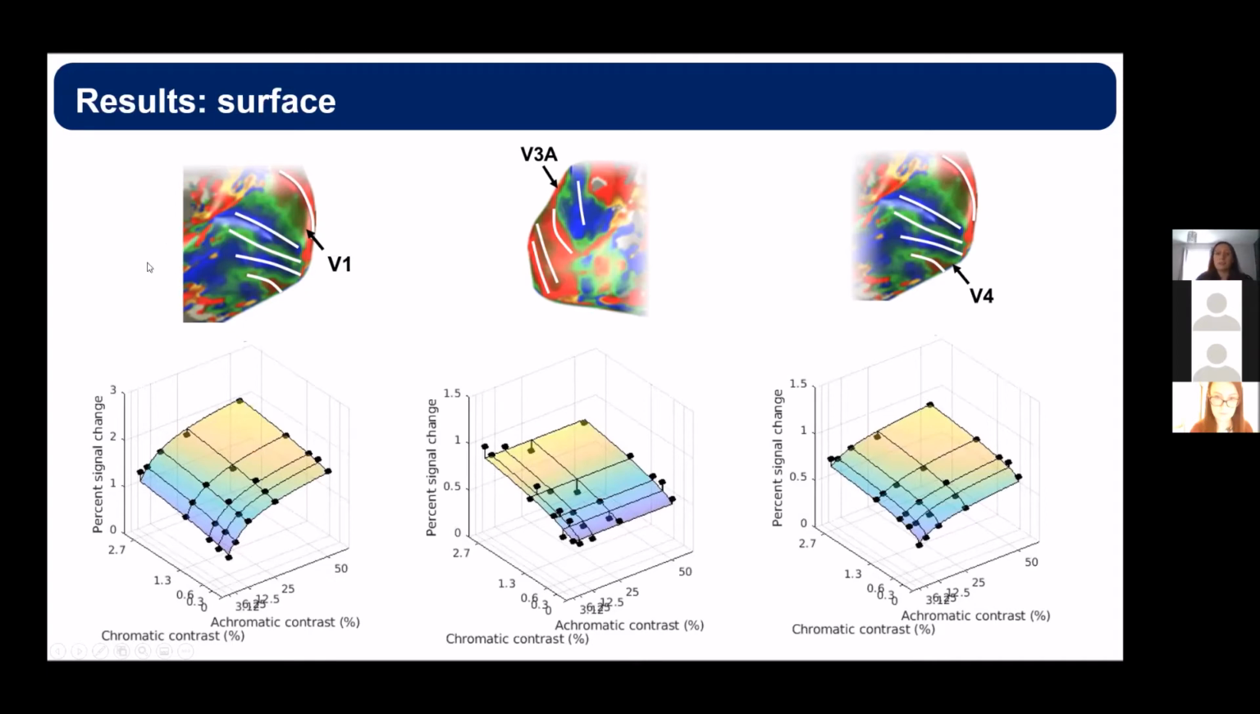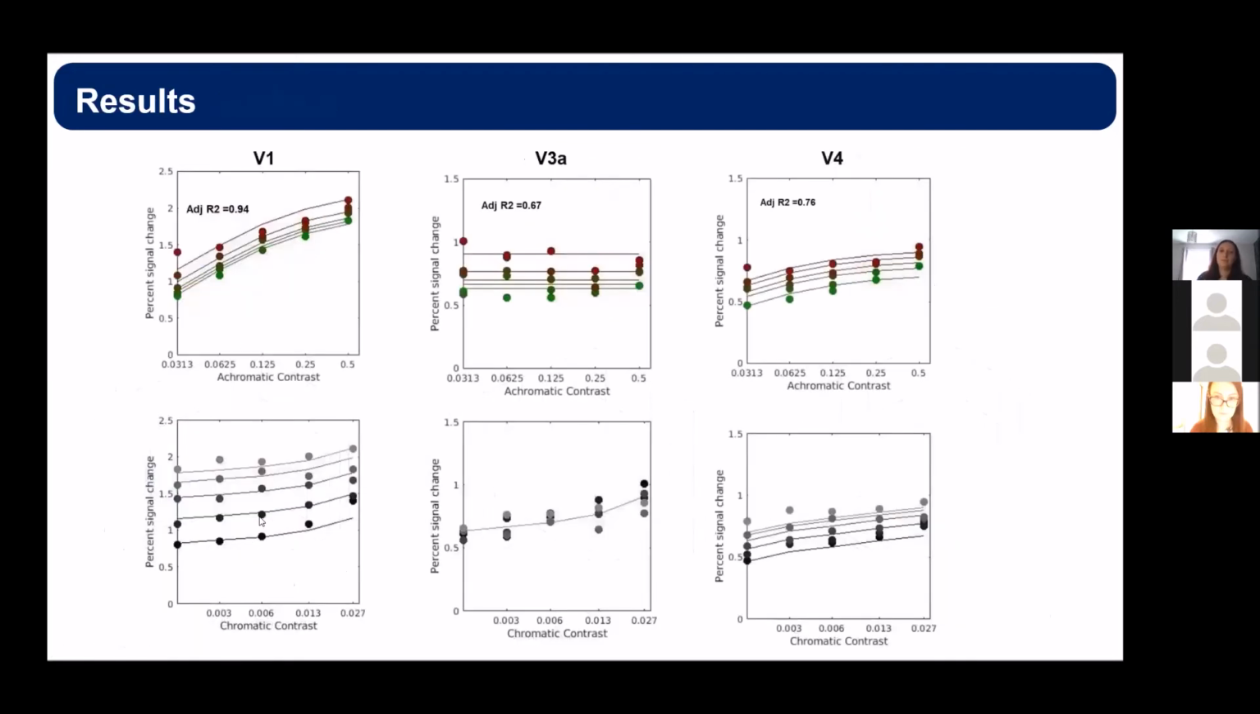Well, this looks very nice, but it's quite hard to interpret on these. So if we have a look at the graphs from a side view, so we're going to be looking both from the x-axis like this and from the y-axis like this. So these plots are the exact same data, but now in 2 dimensions. The top 3 graphs have achromatic contrast going along the bottom, and chromatic contrast goes up from green to red. The bottom 3 graphs have chromatic contrast going along the bottom and achromatic contrast going up from black to grey. Adjusted R-squared values are also shown in our top graphs. Again, the dots represent the measured value and the lines are our model fit.